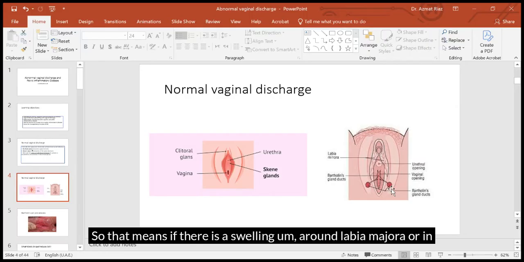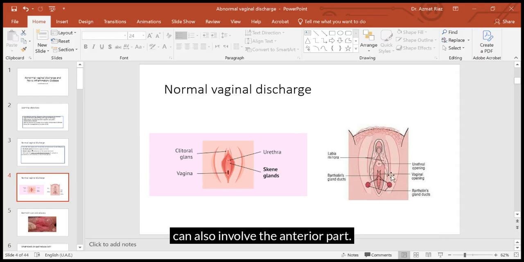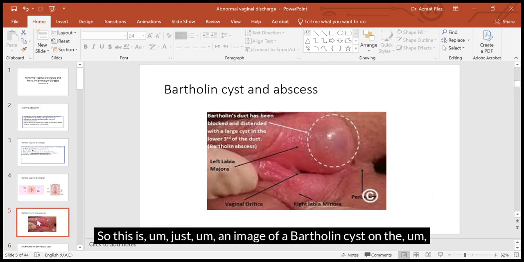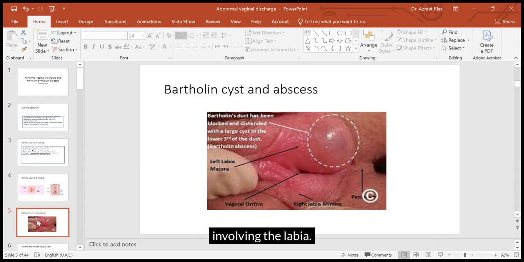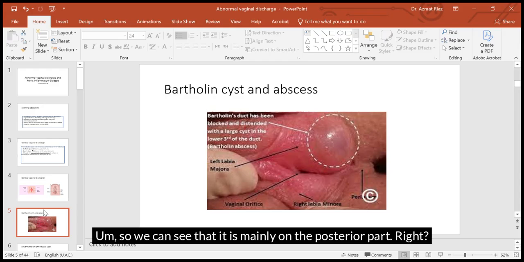So that means if there is a swelling in the labia majora, it is most likely a Bartholin gland if it started from the posterior part. But once these glands or cysts increase in size, they can also involve the anterior part. So this is just an image of a Bartholin cyst involving the labia. We can see that it is mainly on the posterior part, right? But if it enlarges in size, it can also involve the anterior part.